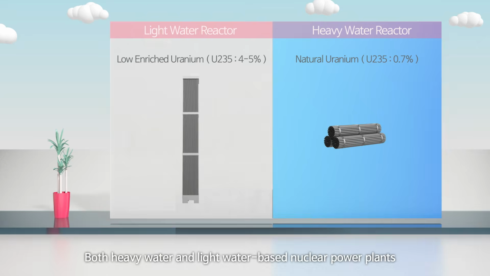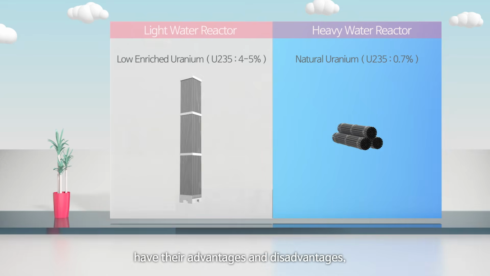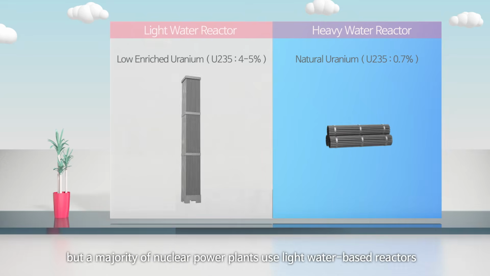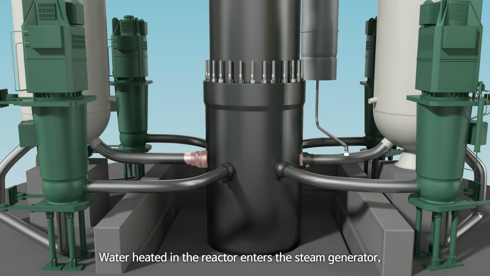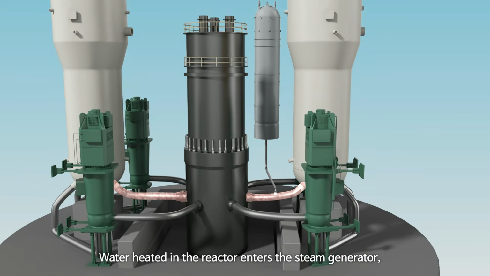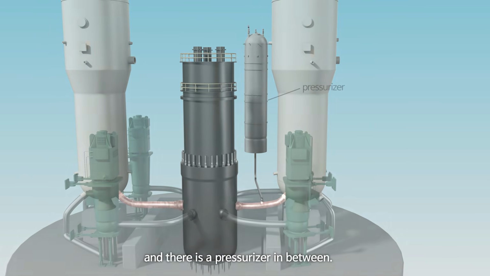Both heavy water and light water-based nuclear power plants have their advantages and disadvantages, but a majority of nuclear power plants use light water-based reactors. Water heated in the reactor enters the steam generator, and there is a pressurizer in between.